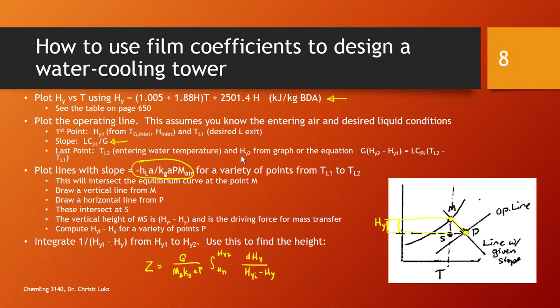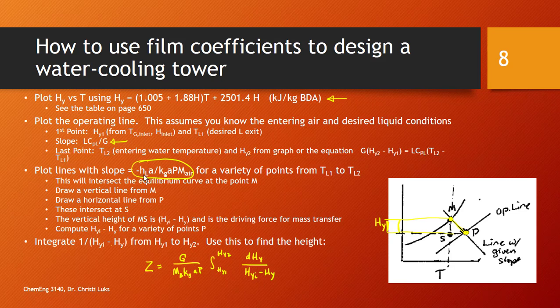Now, if I'm wanting to figure out the amount of packed area, or the volume where mass transfer happens, I'm going to plot my lines to figure out what is happening at the interface. Those lines in this case are going to be negative the heat transfer coefficient over the mass transfer coefficient with appropriate units, so k_G, P, and molecular weight of the air. Do that for a variety of points, so that we can get to numerical integration.